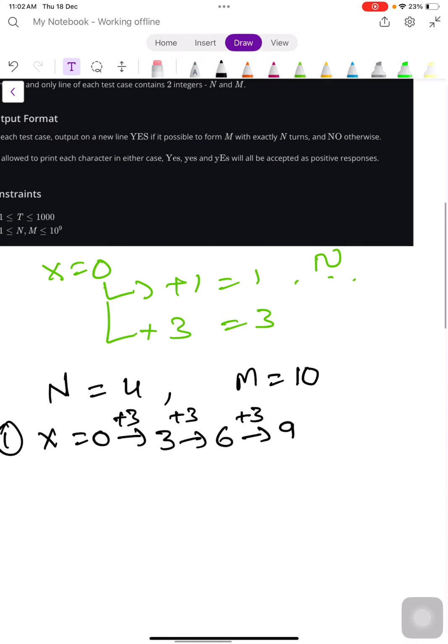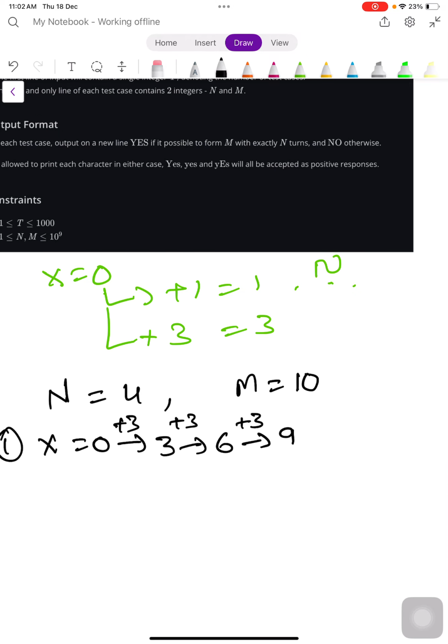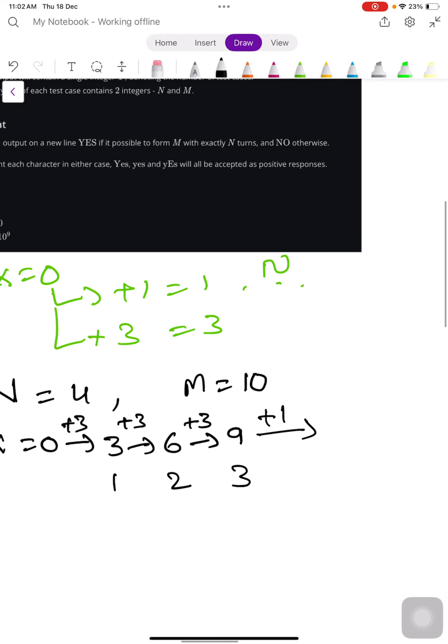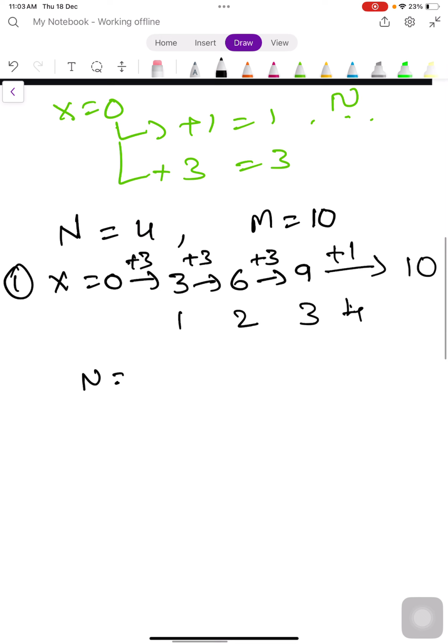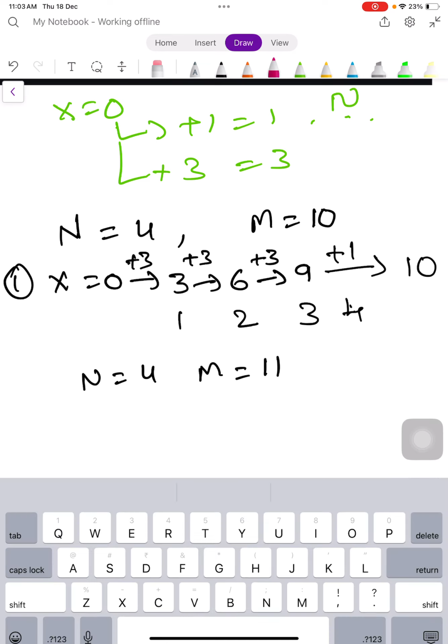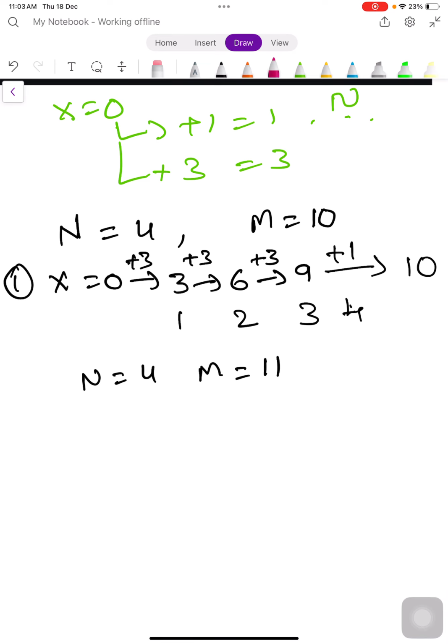This is the first move, this is the second move, and this is the third move. In the next move, if I add plus 1 to it, then I will directly reach 10, making this 4 moves. Okay, but with the same n equal to 4 moves, and m, let's say, given as 11, that means we check whether in 4 moves you are able to reach 11 or not.